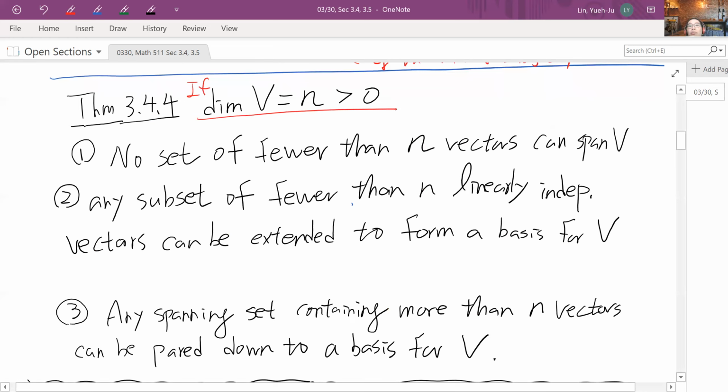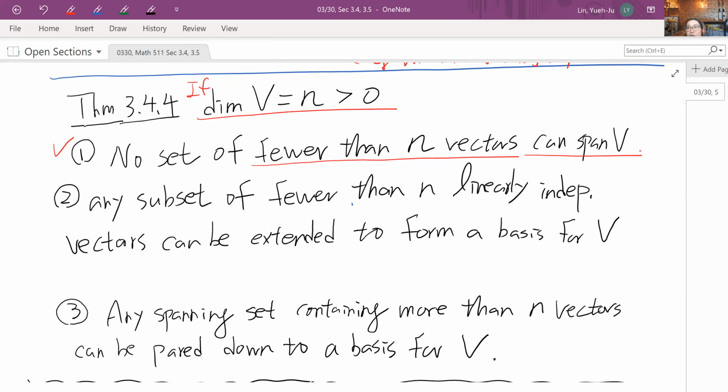You can see that I need to put this disclaimer, right? If you knew the dimension to begin with, so let's say the dimension is n, then the first statement of this theorem tells you that if you give me fewer than n vectors, let's say the dimension is 5 and you give me 4 vectors, then it definitely cannot span the vector space. No set of fewer than n vectors can span. So this is what I think people were using.